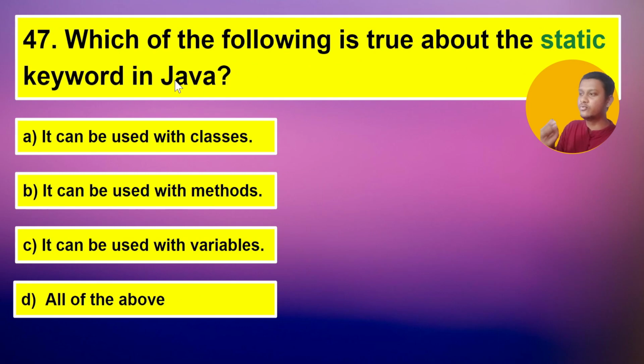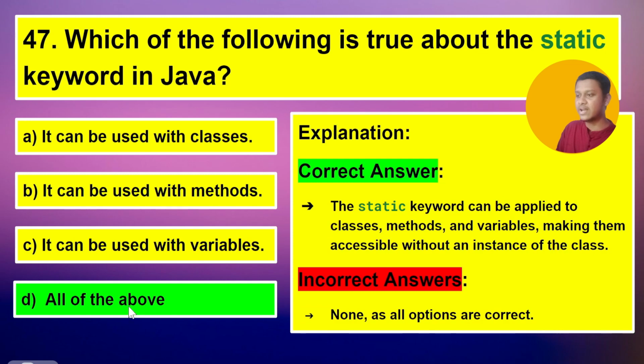Our next question is, which of the following is true about the static keyword in Java? It can be used with classes, it can be used with methods, it can be used with variables, and all of the above. So here the correct answer is all of the above. In the explanation, as you can see, the static keyword can be applied to classes, methods, and variables, making them accessible without an instance of the class. So static keyword can be used with classes, methods, and variables.